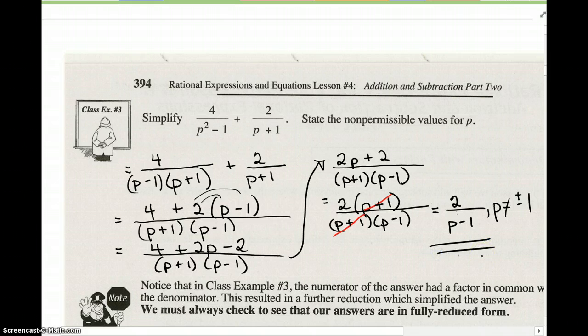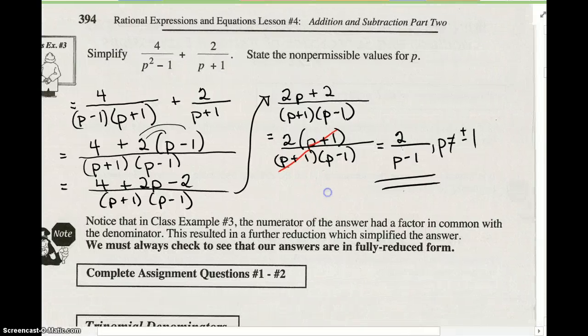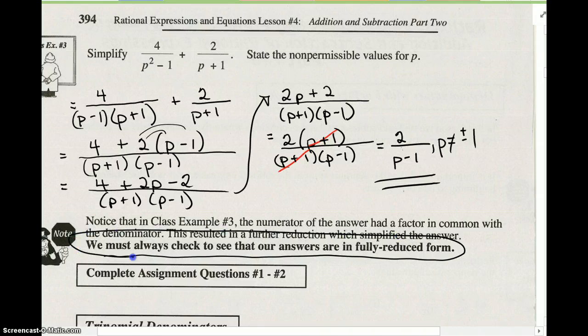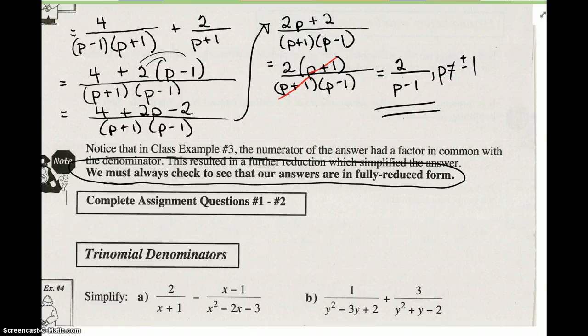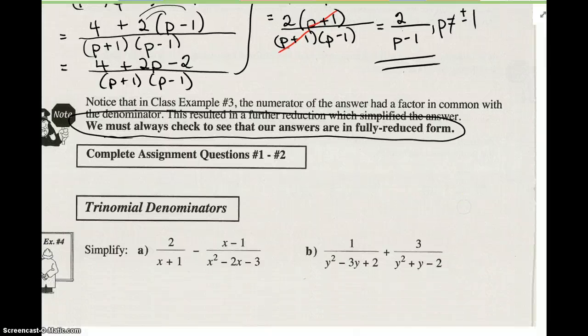There is the answer. It also goes on to say in your notes that in example 3, the numerator of the answer had a factor in common with the denominator. That's what I explained. That's why it's in red. We can further reduce. But we must always check to see that our answers are fully reduced. So I will need you to take it all the way to the end, is what that's saying. All right, you can go and stop if you'd like and do a couple questions, 1 and 2, and then come back and start this video again.